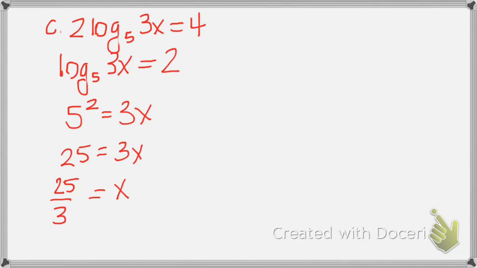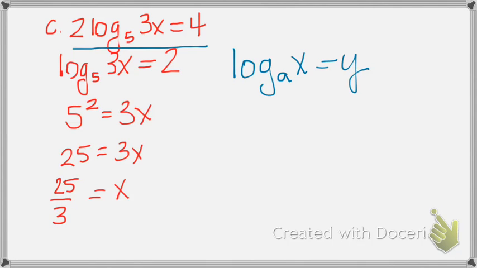Now we're going to look at C of our examples. So again, we want to get it in some kind of standard form. In this case, it would be log base a of x is equal to some y. So I notice that I have a 2 here. So I divide each side by 2 so that I can get it in the standard form. And I'm left with log base 5 of 3x is equal to 4 divided by 2, which is just 2.